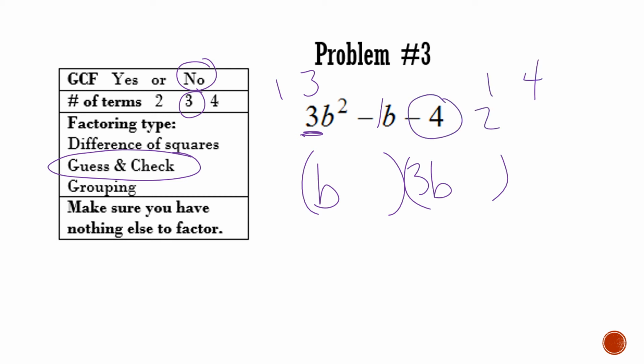So 1 and 4 and 2 and 2. But now remember, I'm using 1 and 3 here, so I have to know which one of these sets goes together to combine to get me that negative 1 in the middle.